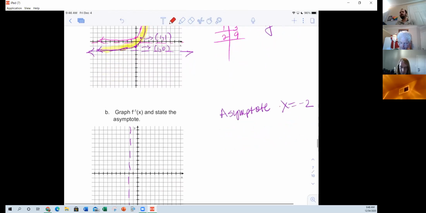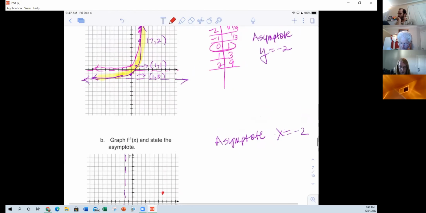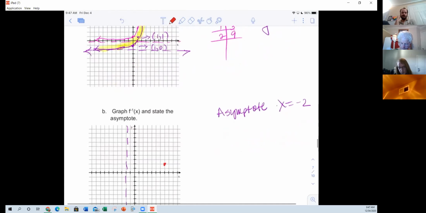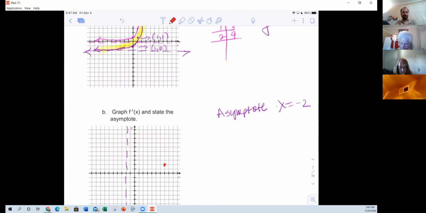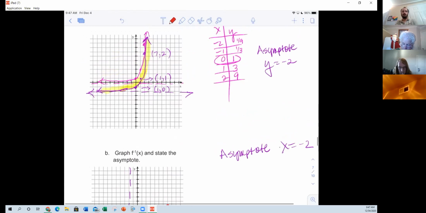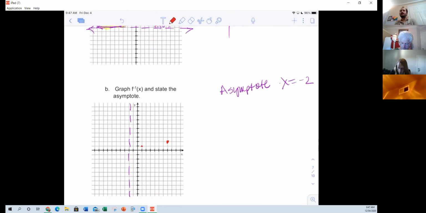So 7, 2, 1, 1. Zero, -1. Oh, this should be -1, not 1. I'm like, that doesn't make sense. Okay, so this would be -1, 0. It would look like that.